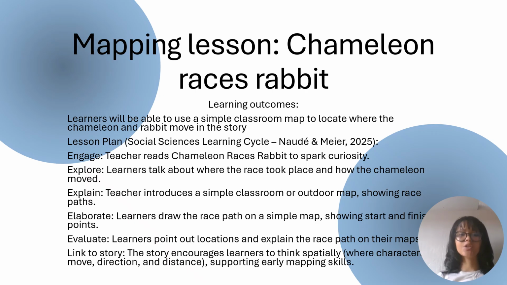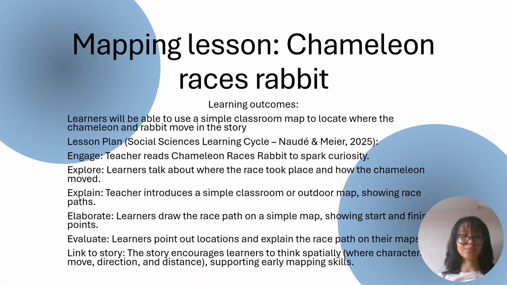Lesson plan, Social Sciences Learning Cycle, Nadia and Mia 2025. Number 1, engage. Teacher reads Chameleon Races Rabbit to spark curiosity. Number 2, explore. Learners talk about where the race took place and how the chameleon moved. Number 3, explain. Teacher introduces a simple classroom or outdoor map showing race paths.